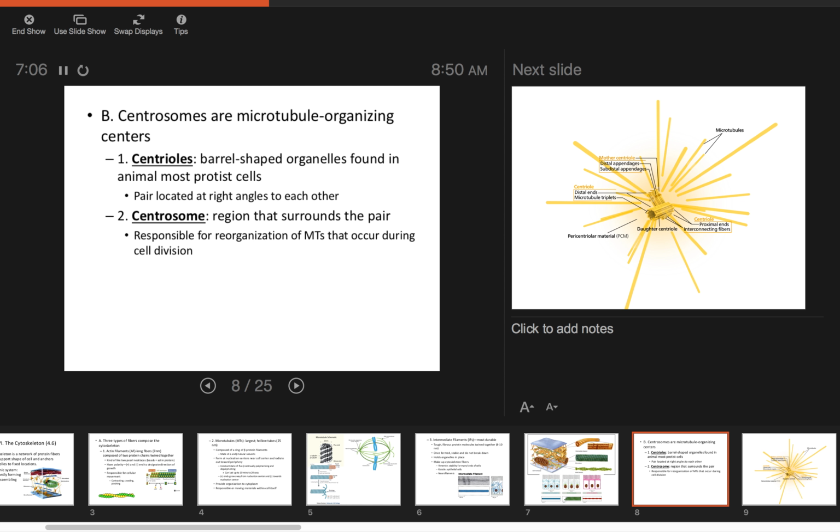So centriole, centrosome, basically. But from these centrioles, we have microtubules radiating out, and then they hold chromosomes and pull them and move them to where they need to be.